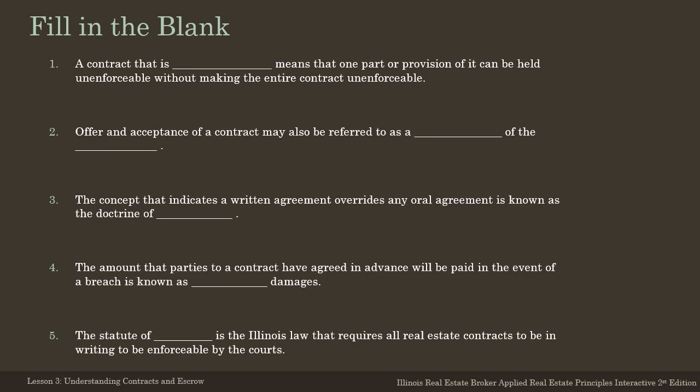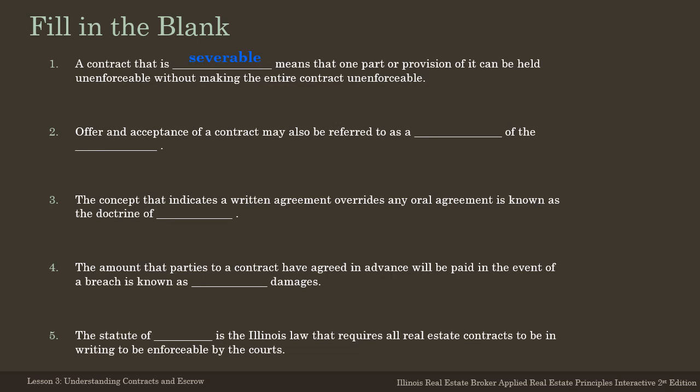Speaking of filling in the blanks, a contract that is severable means that one part or provision of it can be held unenforceable without making the entire contract unenforceable. That's usually almost the last clause in any sales contract. There'll be a clause that says this agreement is severable. If one or many of the paragraphs in this are held unenforceable or void, that won't void the entire contract. Only that particular clause that is offending the contract, if you will.